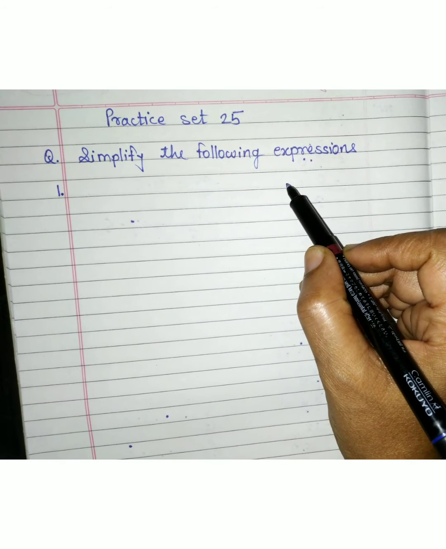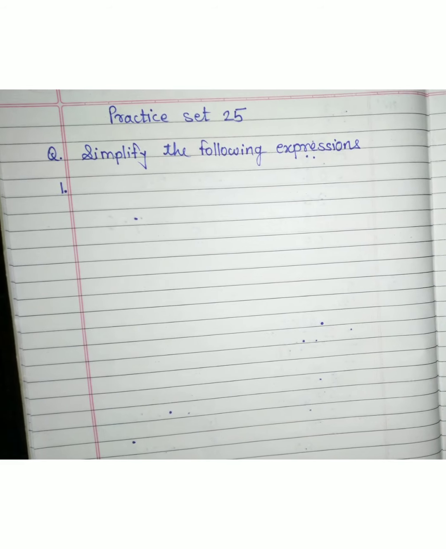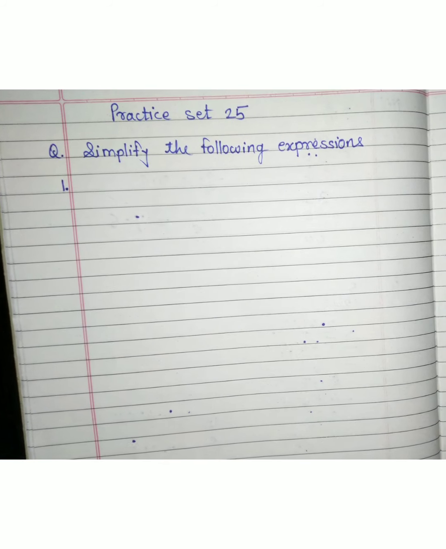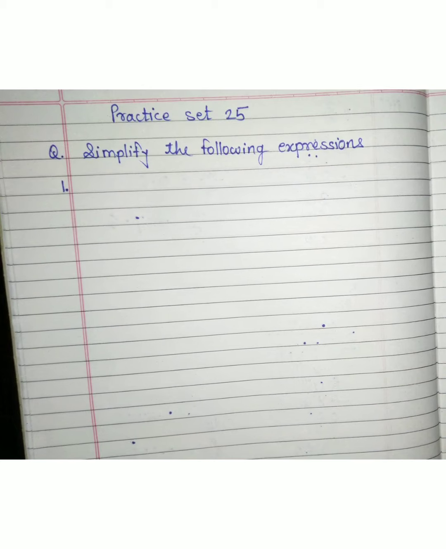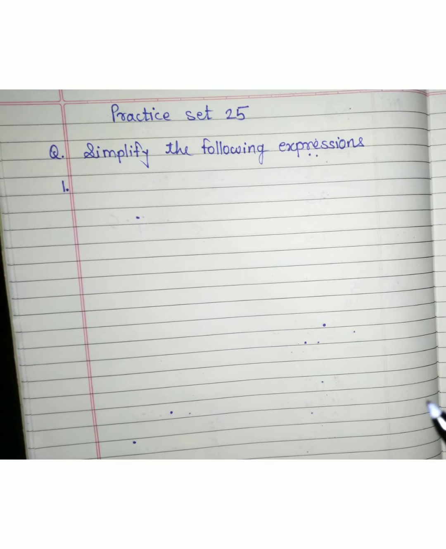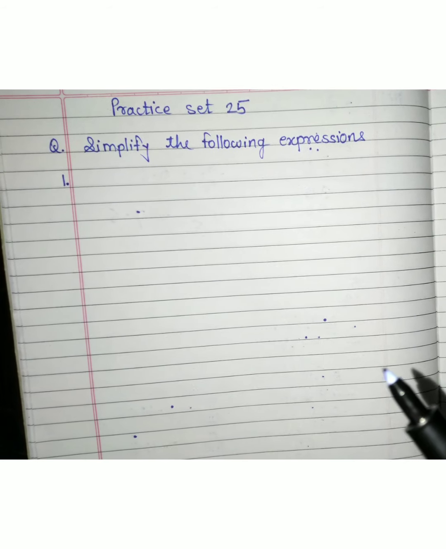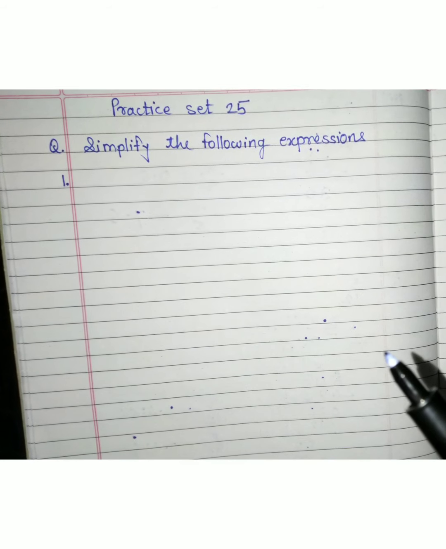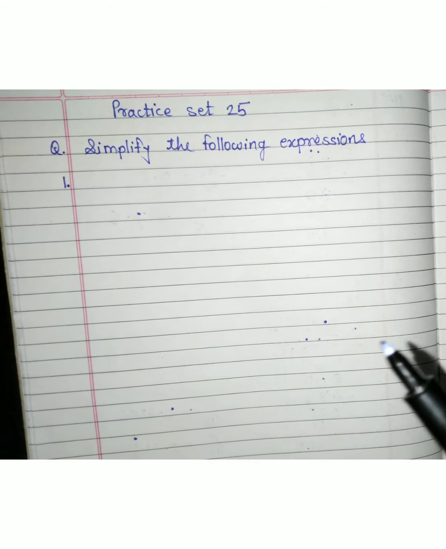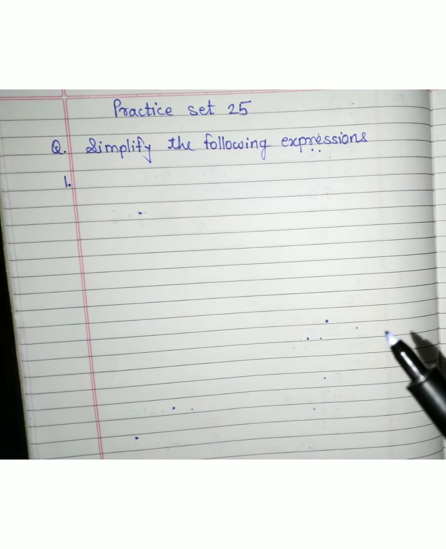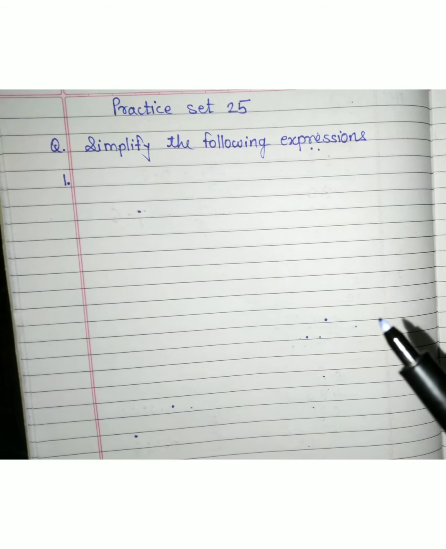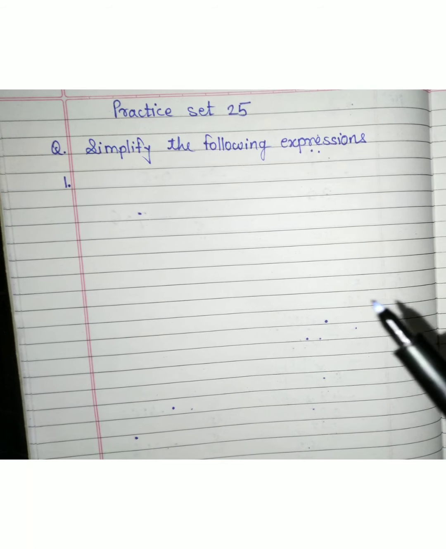If more than one operation is to be carried out, then multiplication and division are carried out first, in the order in which they occur from left to right. After that, addition and subtraction are carried out in the order in which they occur from left to right. If there is more than one operation in the brackets, follow the above two rules while carrying out the operations. Now we will see the first example.